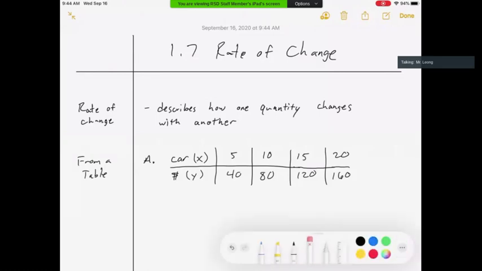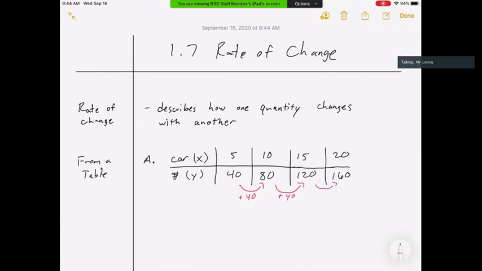We're going to look at how much it changes from one to the other. From 40 to 80, it goes up by 40. And from 80 to 120, and I want you to write this on yours, it goes up by 40. From 120 to 160, it also goes up by 40. Now, what about the x? From 5 to 10, it goes up by 5. From 10 to 15, it goes up by 5. And from 15 to 20, it goes up by 5.